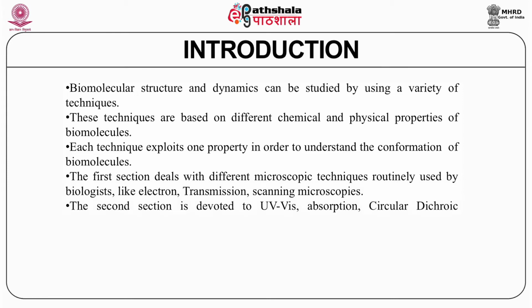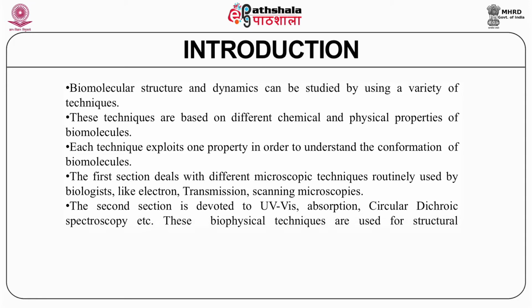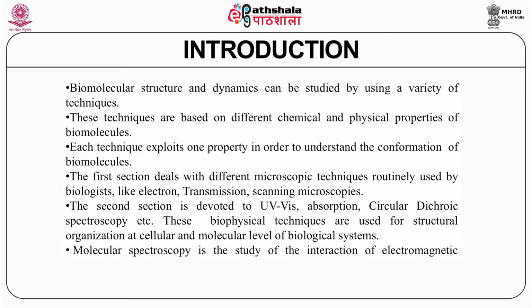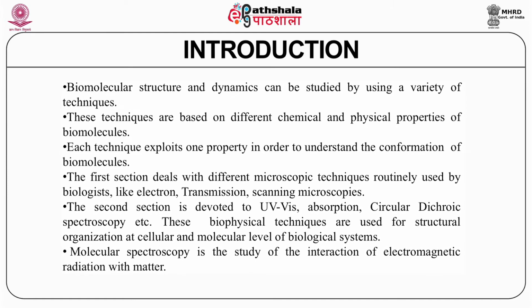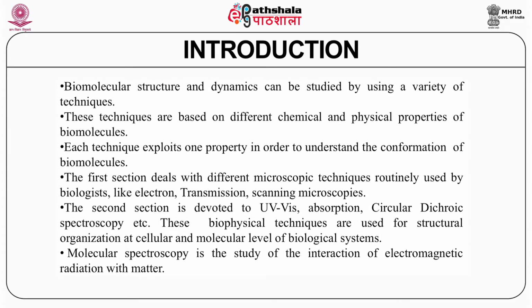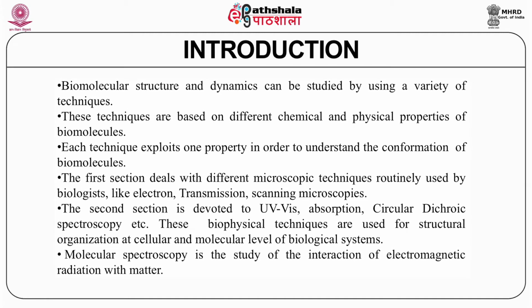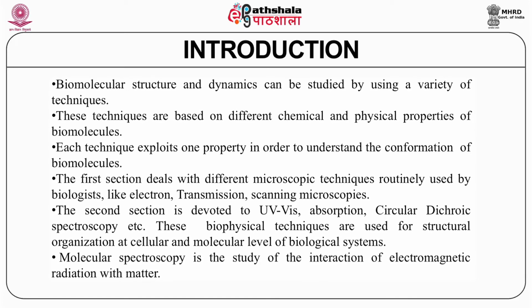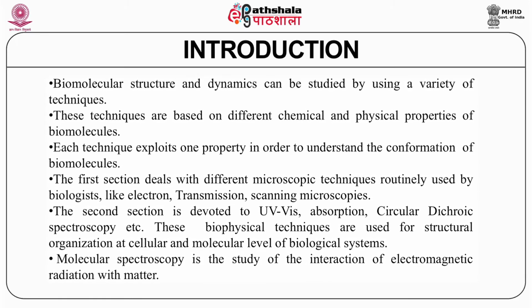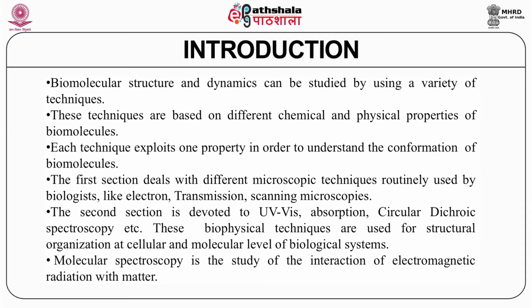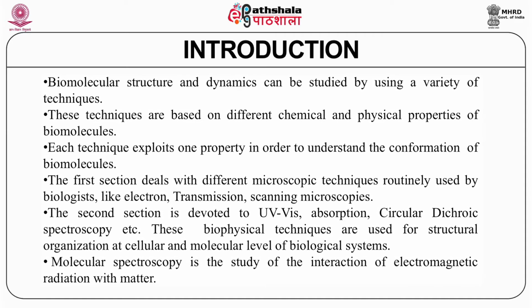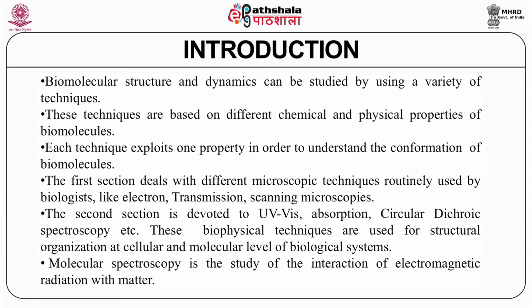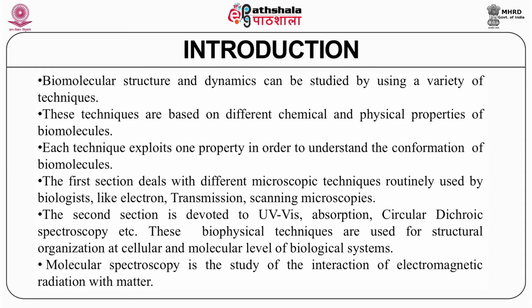Now, the first section is devoted to different microscopic techniques which are usually used by the biologist: light microscopy, electron microscopy, transmission microscopy, scanning microscopy. The second section we will start with the various absorption spectroscopy: UV visible, then circular dichroic spectroscopy, fluorescence, and so on. The main purpose of these techniques is to understand the structural organization both at cellular level and molecular level of all these biological systems.